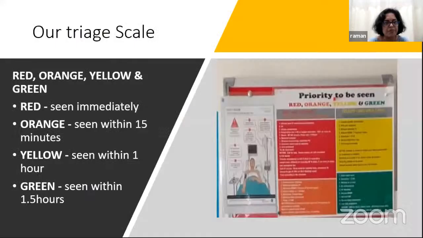This is a model triage scale. We have red, orange, yellow, and green, and that is put up in the triage so that everybody is aware. Red means you see them immediately. Orange means you see them within 15 minutes. Yellow, you see them within an hour. And green, you see them within 1.5 hours. So all of us speak the same language and the patient is also aware of it. So it avoids patient dissatisfaction.